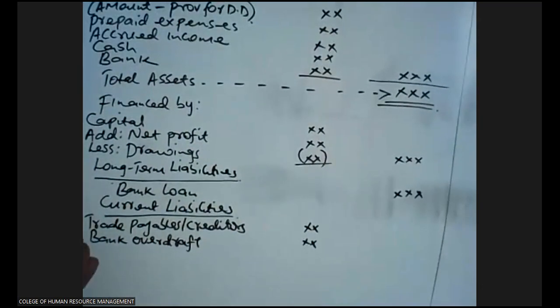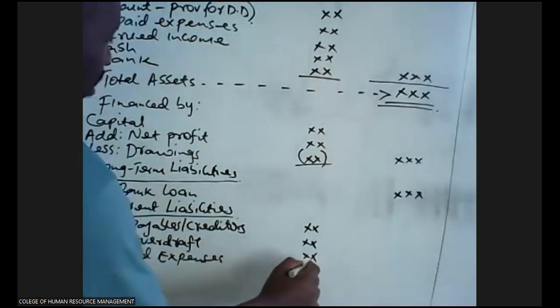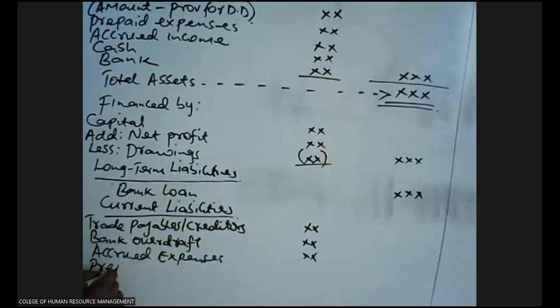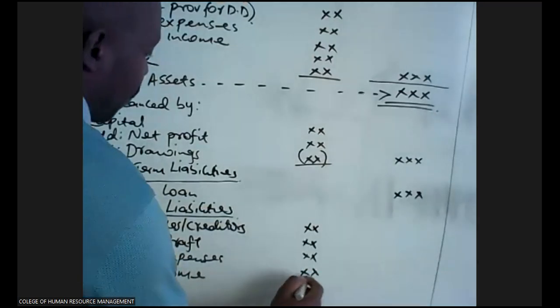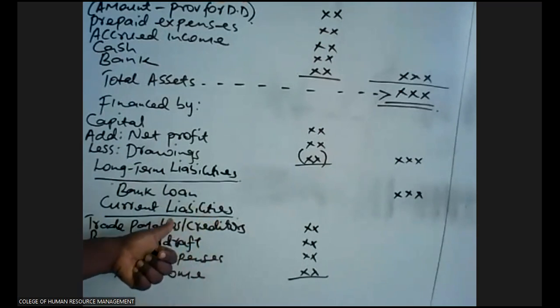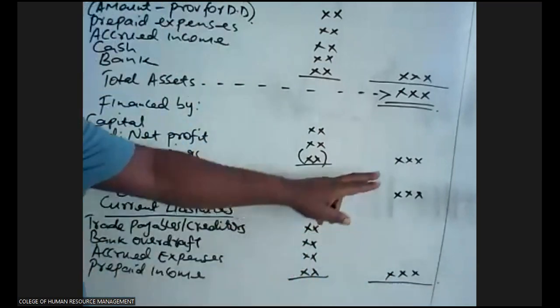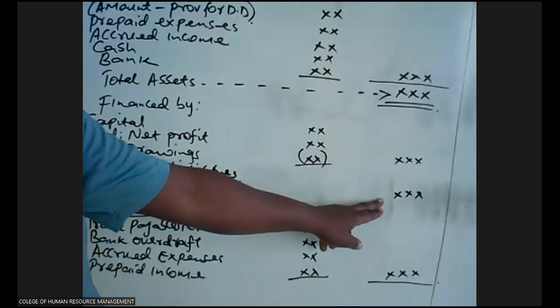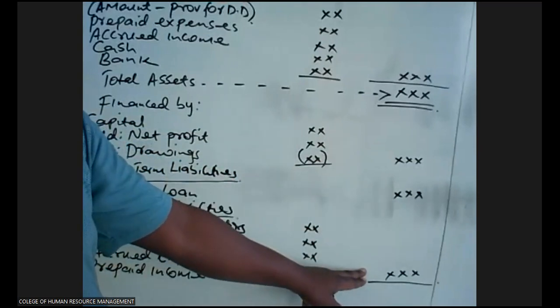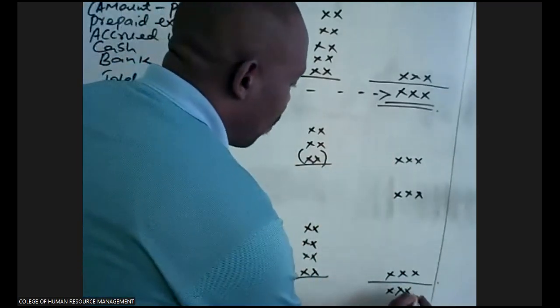If there is an accrued expense, an expense that we have not paid, put it there. If there is a prepaid income, put it there. Those are the possible liabilities that are going to be in the current form. They are short-term liabilities. Add the total, put it there. So here we have the closing capital, we have the long-term liabilities, we have the current liabilities. So this is capital and liabilities combined. Add them so that you can get a figure there.